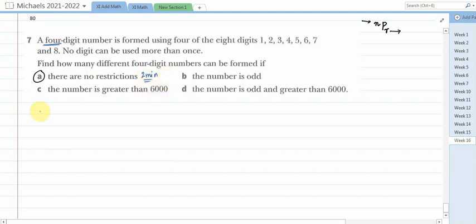So start. Alright. For the first part, how many digits do we have? We have 8 digits, and among those 8 digits we need to select 4 of them. So it will be 8P4, and the value of 8P4 is equal to 1680. So if there is no restriction, there are 1680 possible arrangements. Alright class, I hope that it is clear to you.